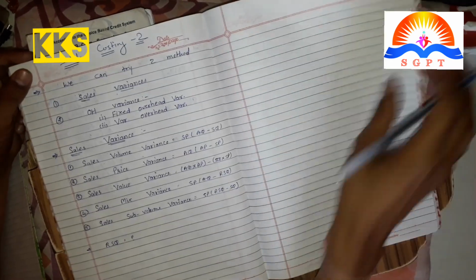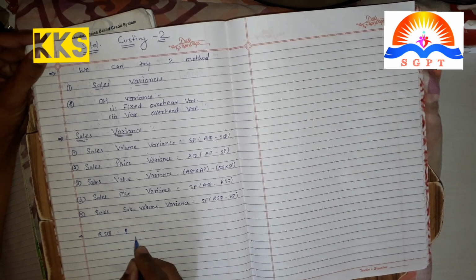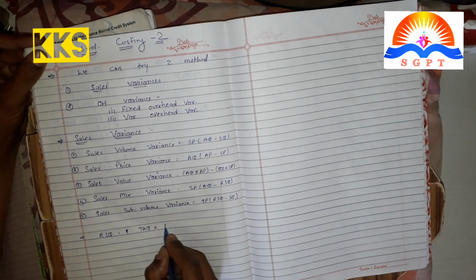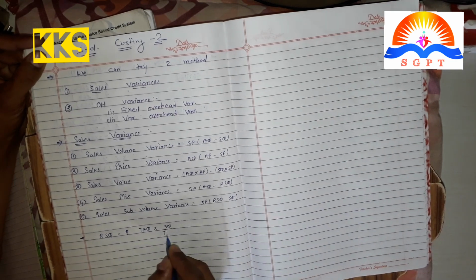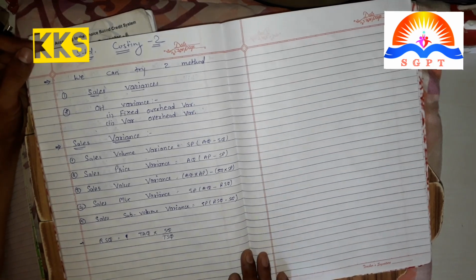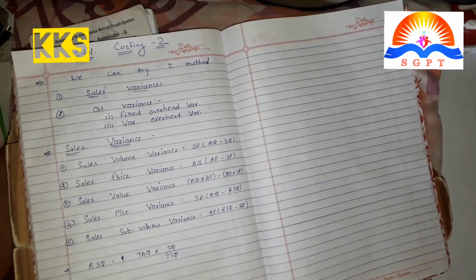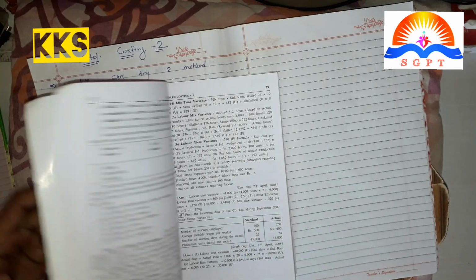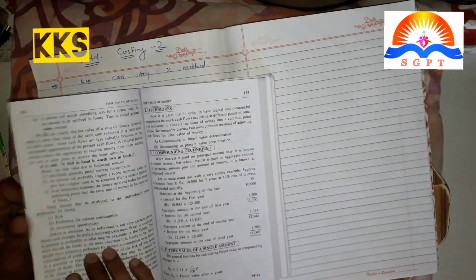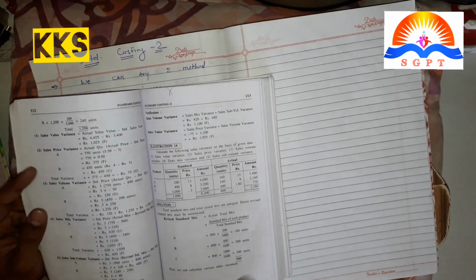And at last RSQ. RSQ is equal to TAQ into SQ upon TSQ. Okay, so now we will start a sum of sales variance. For that we will take out our book, Standard Costing 2.